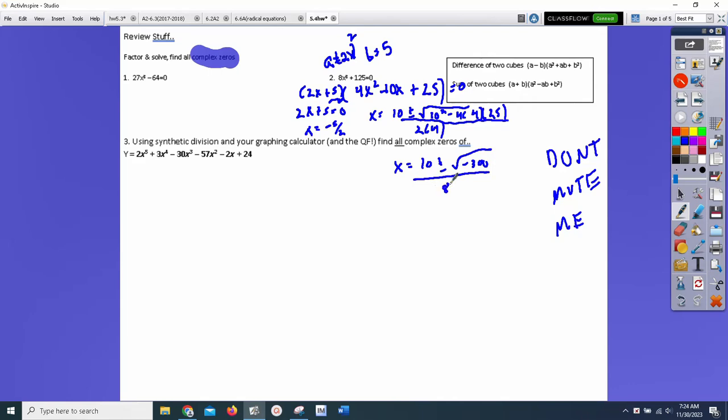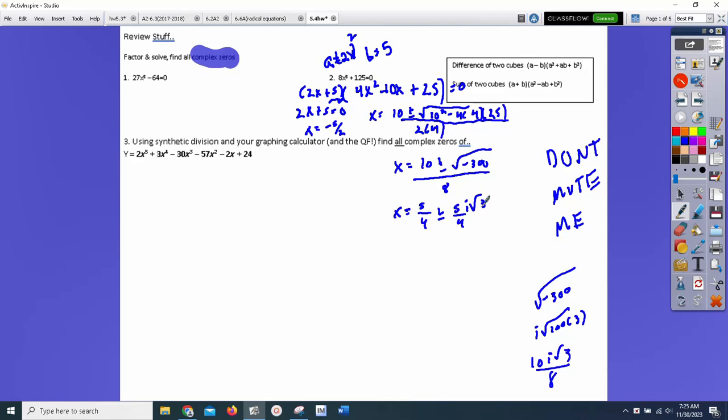Now, in my head, I think negative 300 is the imaginary root of 100 times 3. And the root of 100 is 10, so 10i root 3. Now, I've got a 10 over an 8, and I'm about to have a 10i over an 8. Those both reduce to 5/4. So x is 5/4 plus or minus 5/4, the imaginary root of 3.